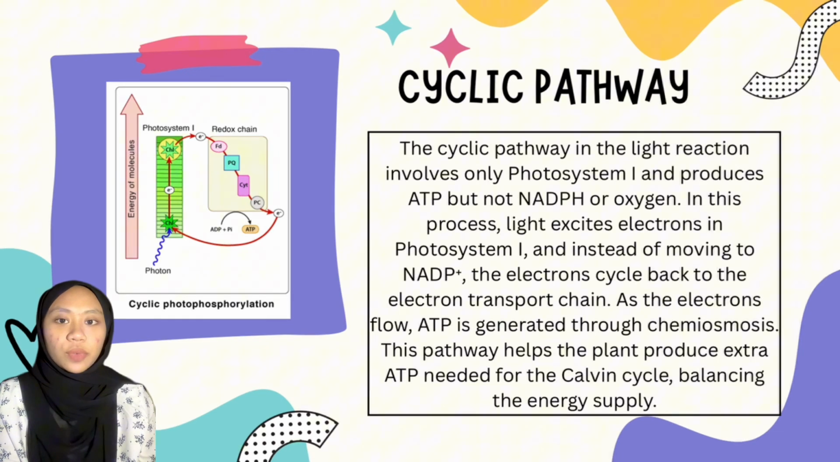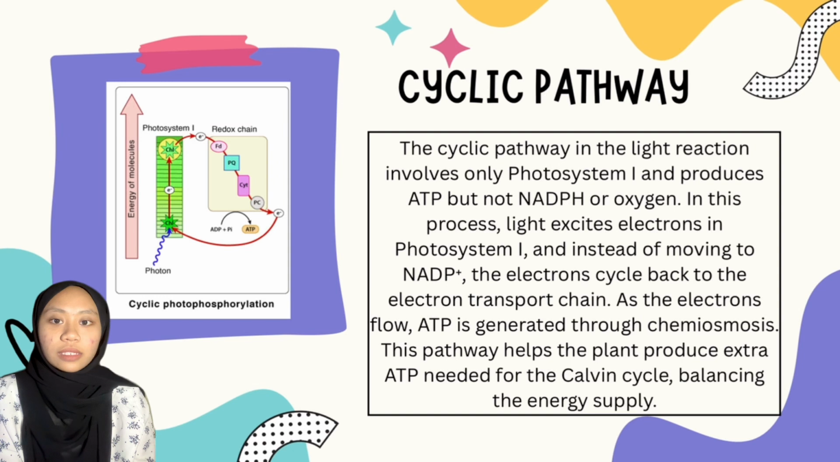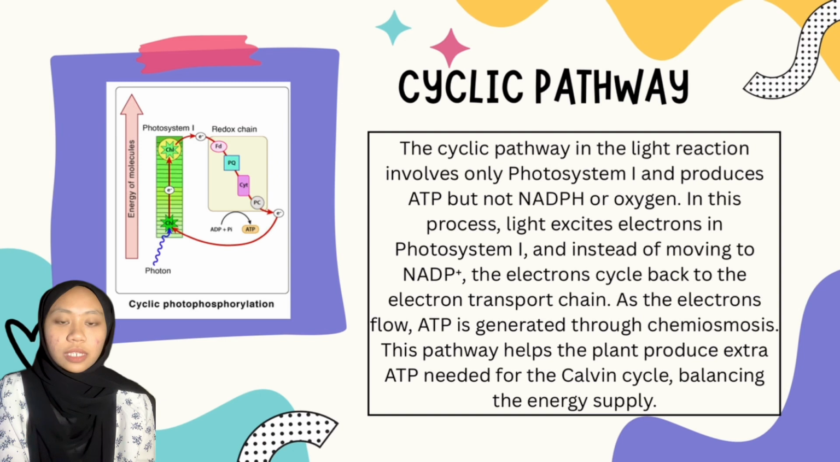The cyclic pathway in photosynthesis involves only photosystem 1 and produces ATP only, without making NADPH or oxygen. Light excites electrons in PS1, which then travel through an electron transport chain and return to PS1. This movement creates a proton gradient that powers ATP synthesis through chemiosmosis. Since water is not split, no oxygen is released. This pathway helps provide extra ATP needed for the Calvin cycle.